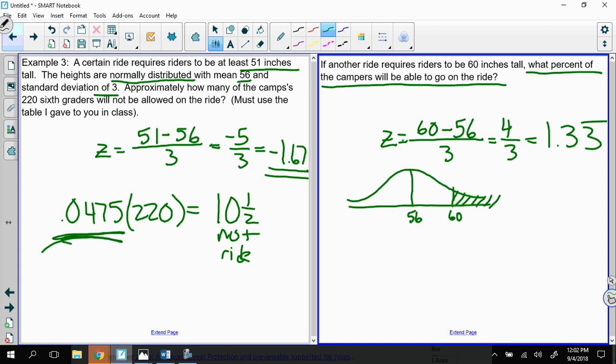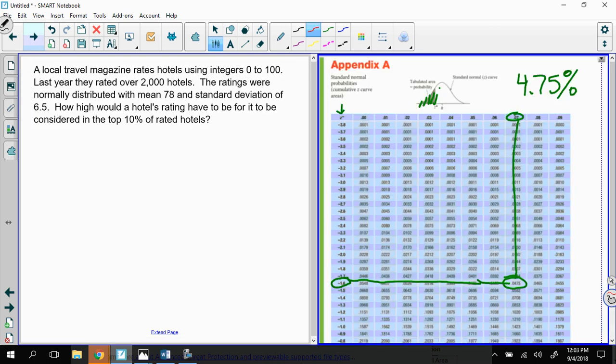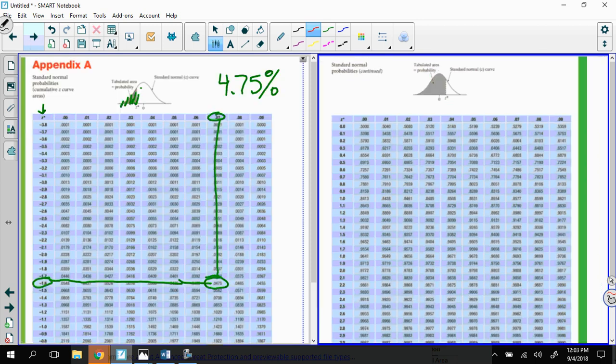Remember that there's 100% of data in here. So whatever we're going to get from our table that shades, I'm going to shade this in red, our table is going to give us this number. And if the whole thing is 100%, we're going to take 1 minus that red number, whatever we get from our table, and that's going to be how many students can ride the ride in here. So we got to look at the table. These are the negative numbers. We were on the positive numbers. 1. Oh, that's not the right one. We said 1.